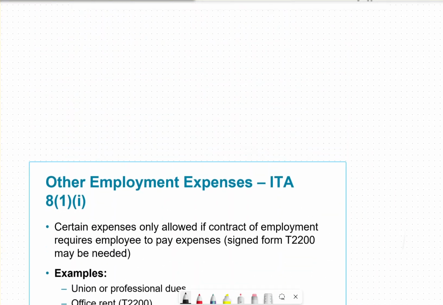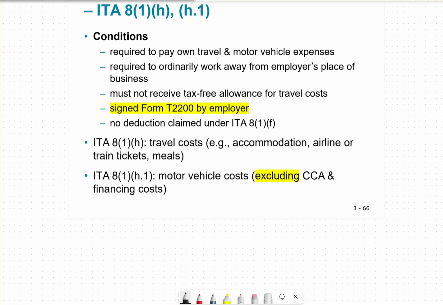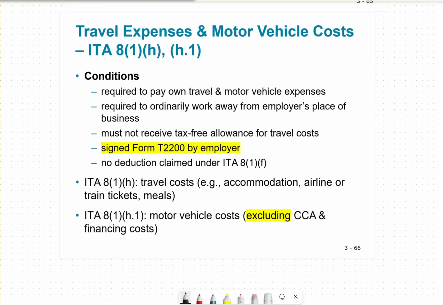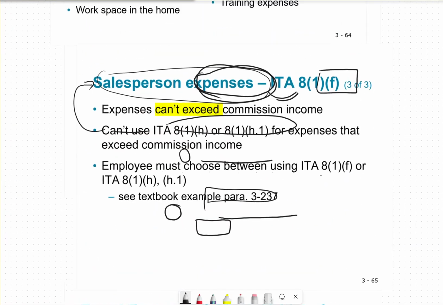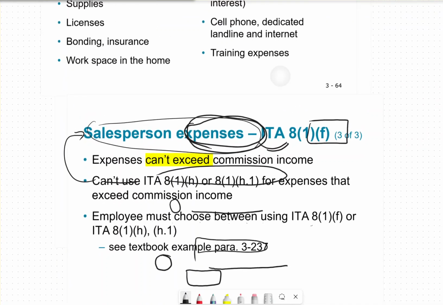So let's go to... we're still under the... now we're coming into travel expense and motor vehicle expenses. Those are under section H and H.1. There's a condition for that too. So what is the condition for that? There's a condition for each one, right? So this one was here.